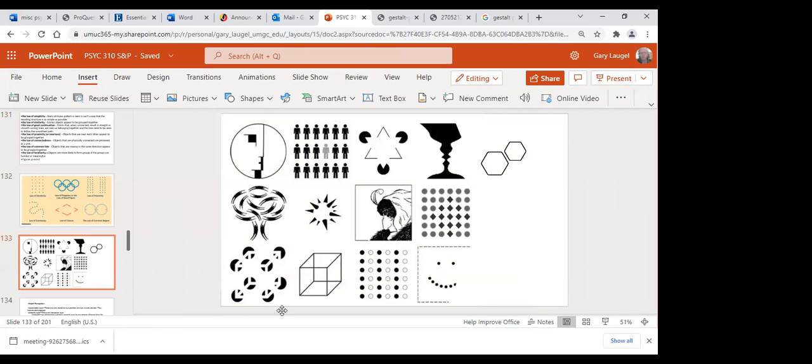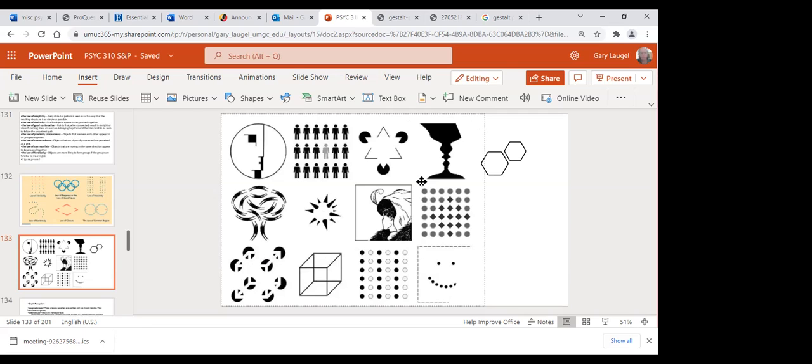This could be pragnanz down here, the law of good figure. In other words, it's reasonable for you to see something, maybe a cube here. In this case, you see another cube, right? But they're very similar. In fact, there is no cube here. There's a bunch of irregular patterns, but we put them together in a meaningful configuration in our perceptual system.